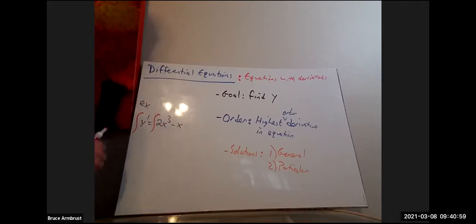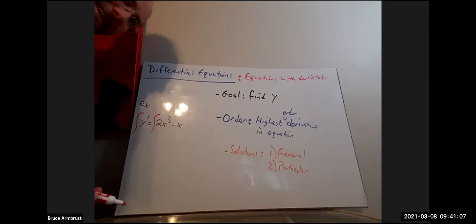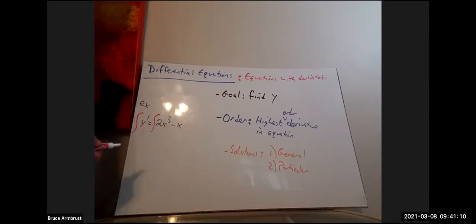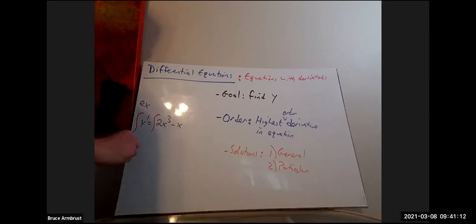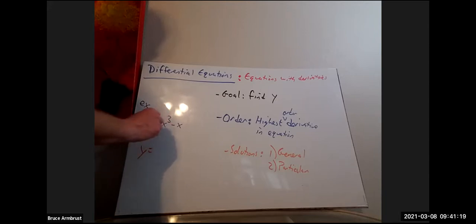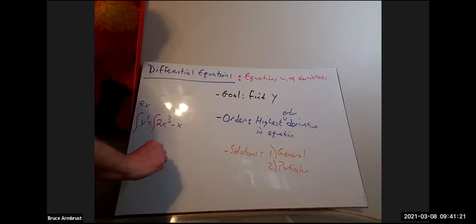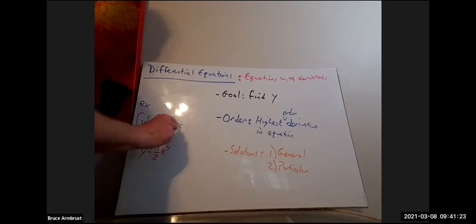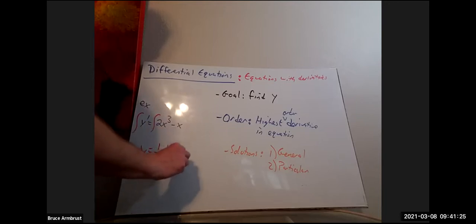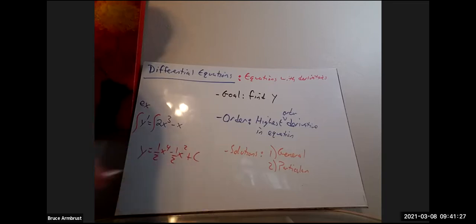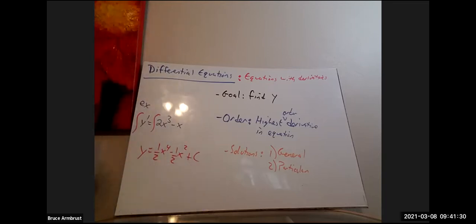Because think about what this is saying. I want a function whose derivative is 2x cubed minus x. Well, that's exactly anti-differentiation. So if you were to solve this, you would get y equals, okay, so we take x cubed, make it x to the fourth over 4. That's our 1/2 x to the fourth. The x is a minus 1/2 x squared. And then, of course, we put on our plus c.